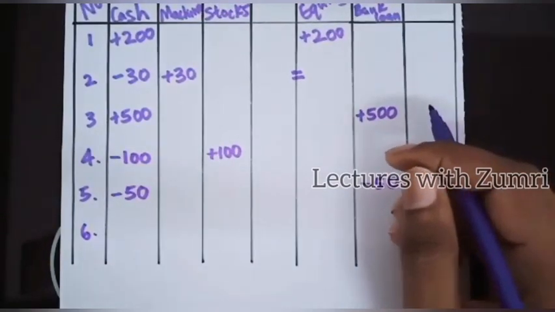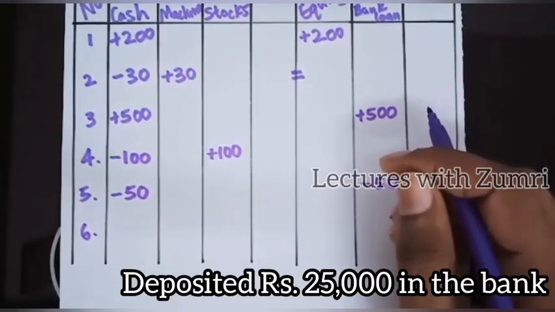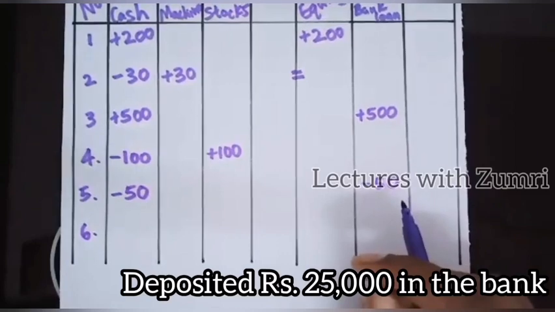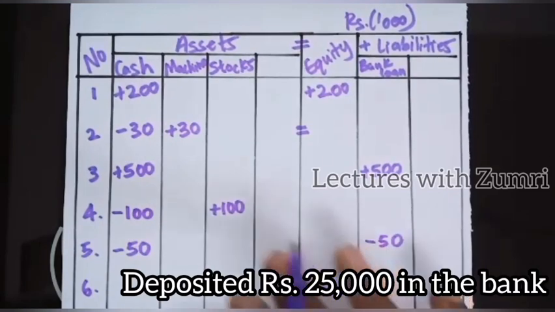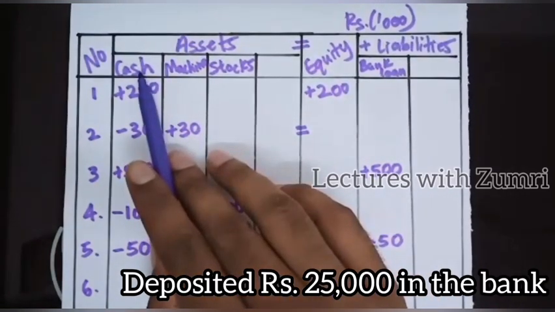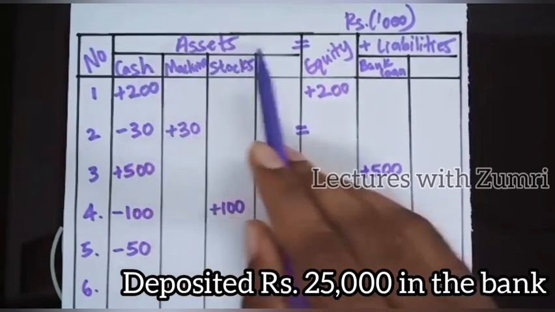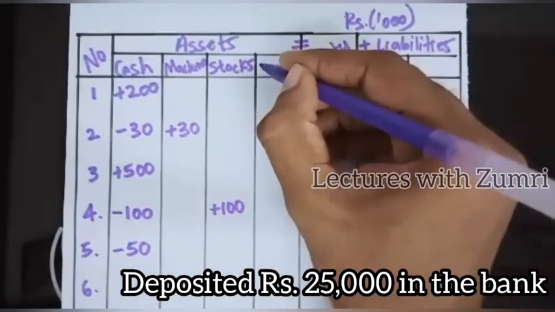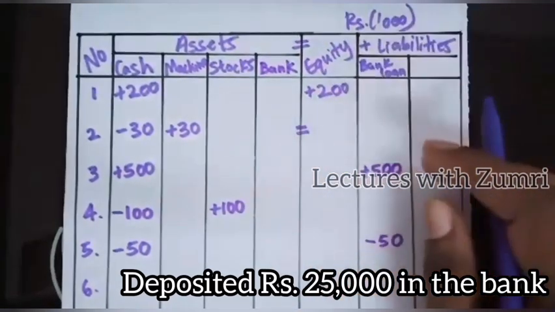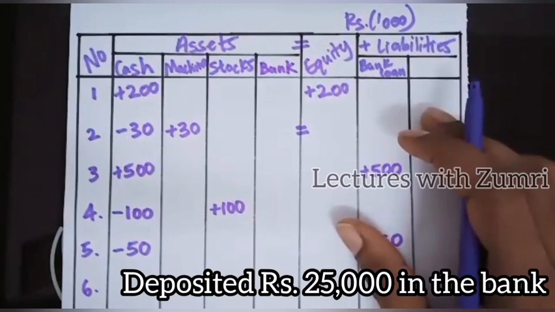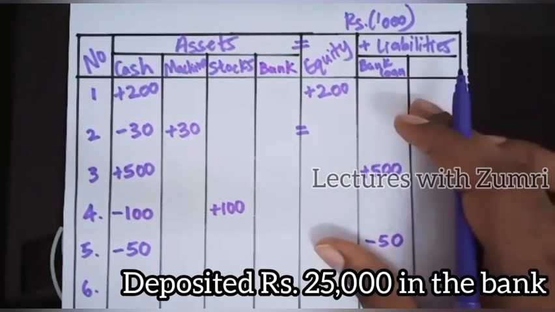Then the sixth one says deposited 25,000 in the bank, right? So when we put money in the bank, cash will be mainly divided into two: cash in hand, that can be called cash, and also cash at bank, right? Cash at bank, the short form you can call it bank. What is this cash at bank? The deposits the business maintains in the bank, right?